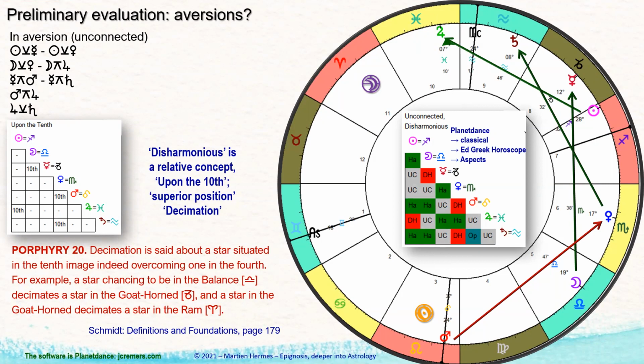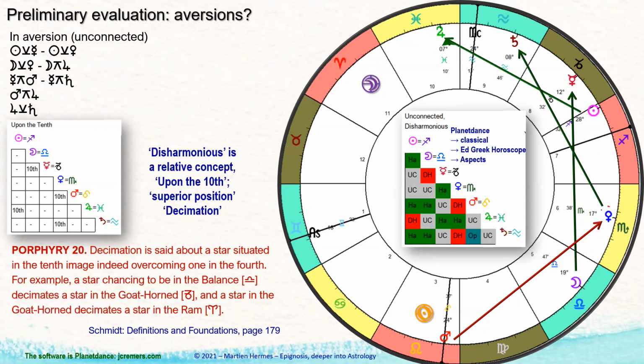It's a bit of a threatening term, but it actually simply means that the planet that is in superior position diminishes the strength of the one in the inferior position, which is also the 4th place from it. I hope it's clear what's meant with superior position. If you count, let me try to do that with a pointer. I'm going to use this one.